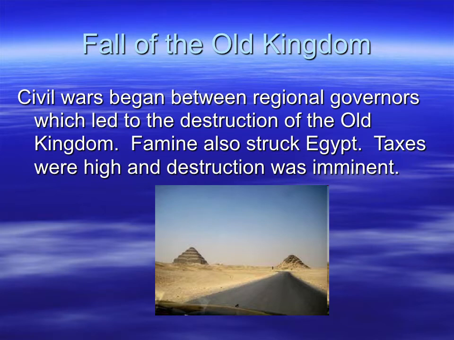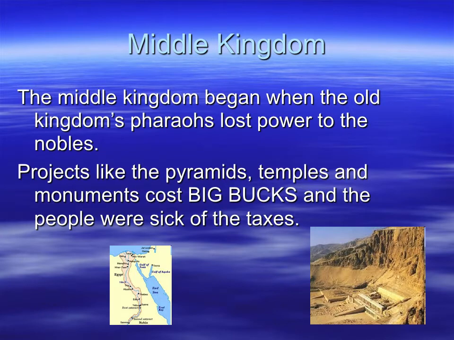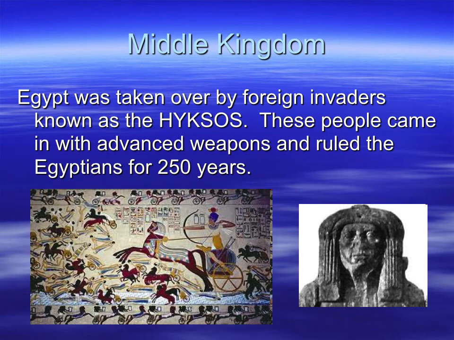We talked about the fall of the Old Kingdom due to civil wars and famines and taxes, which led to a foreign group to come in and take over in the Middle Kingdom, called the Hyksos people. The Hyksos people from Asia came and ruled Egypt for 250 years. And if you remember, we discussed how the Hyksos liked the Egyptian culture so much that they adopted it as their own.